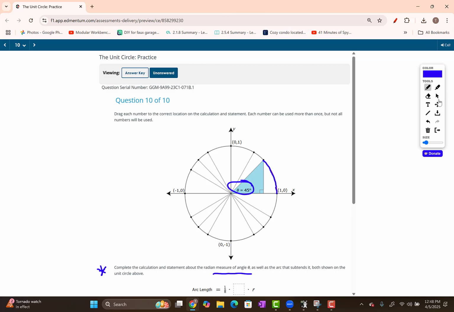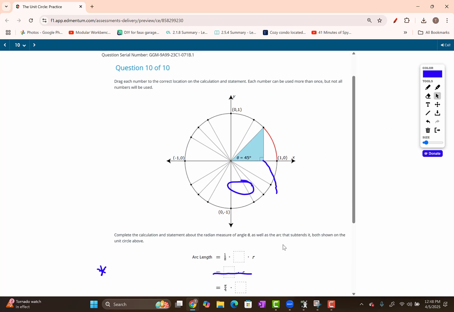So the first question, I think probably the hardest question, is this first blank. It says the arc length. So again, the arc length means we're talking about this piece right here that's now in blue, originally in red. So it's saying the arc length is 1/8 times something times the radius of the unit circle. We know the radius of the unit circle is eventually going to be 1. It's going to be this number down here. That part should be pretty straightforward.